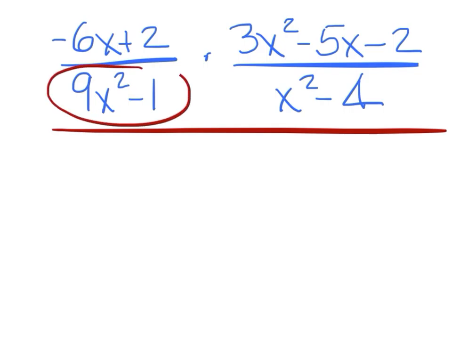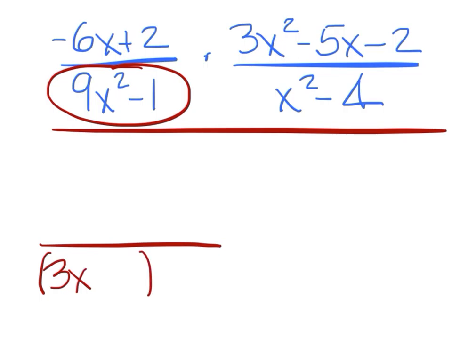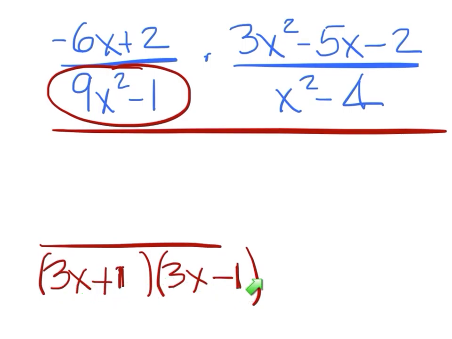The first thing I notice is that I have a difference of 2 squares on the bottom left. And when I find the square root of each of those terms, 3x and 1, alternating the signs, I notice that I may have something that's going to cancel out with this. I see I have a 6 and a 2 up here, but it's not exactly a 3x plus 1 or a 3x minus 1. And I see I have a negative sign there.